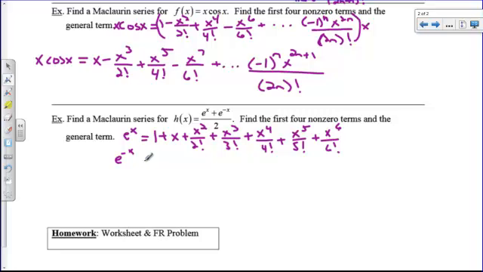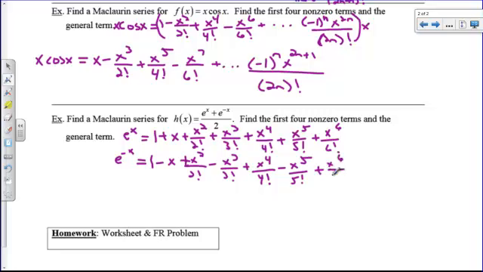I can generate this by replacing all of those x's with negative x. So 1 minus x. If you replace x with a negative x but then square it, it still stays positive. Plus x squared over 2 factorial, and then minus x cubed over 3 factorial, and then plus x to the 4th over 4 factorial, and then minus x to the 5th over 5 factorial, and then plus x to the 6th over 6 factorial. Now let's add these together, term by term, e to the x plus e to the negative x.